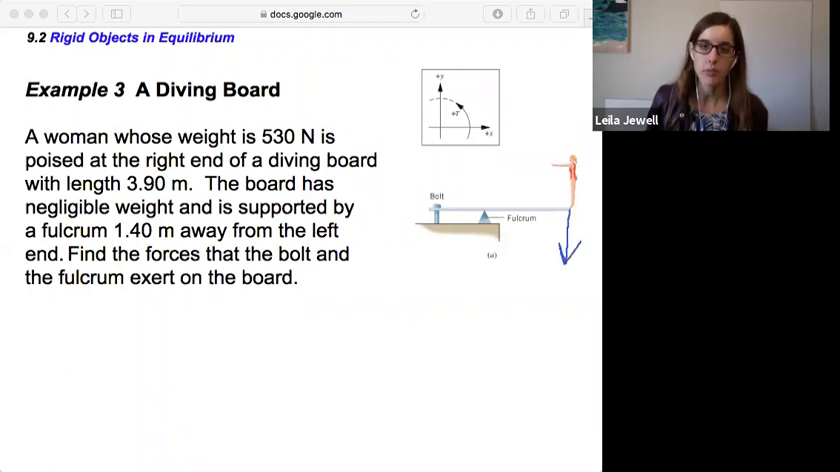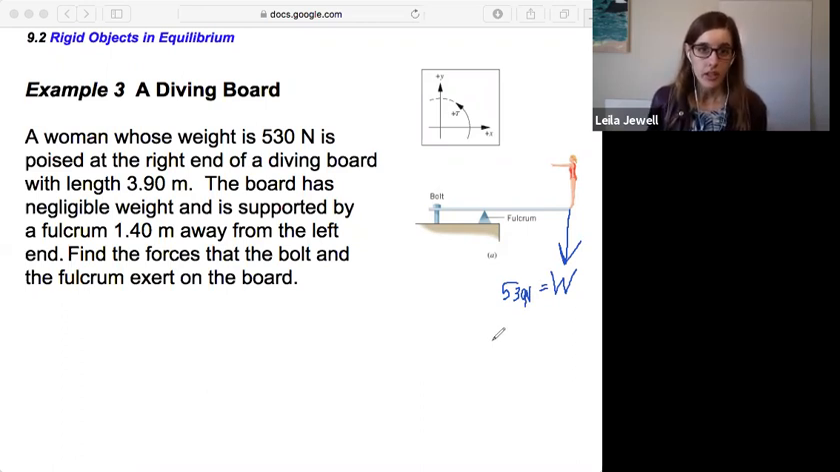To be consistent with the book's notation, I'm going to write this as a W, even though I typically try to avoid that notation. This is the 530 newtons. Great. What other forces do we have on the board?